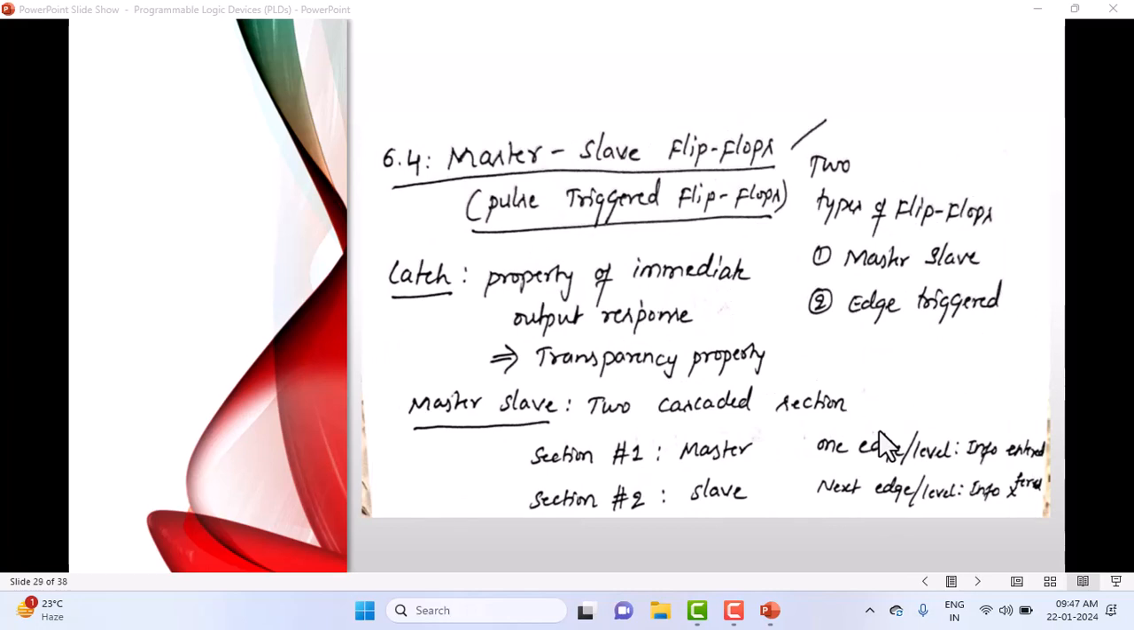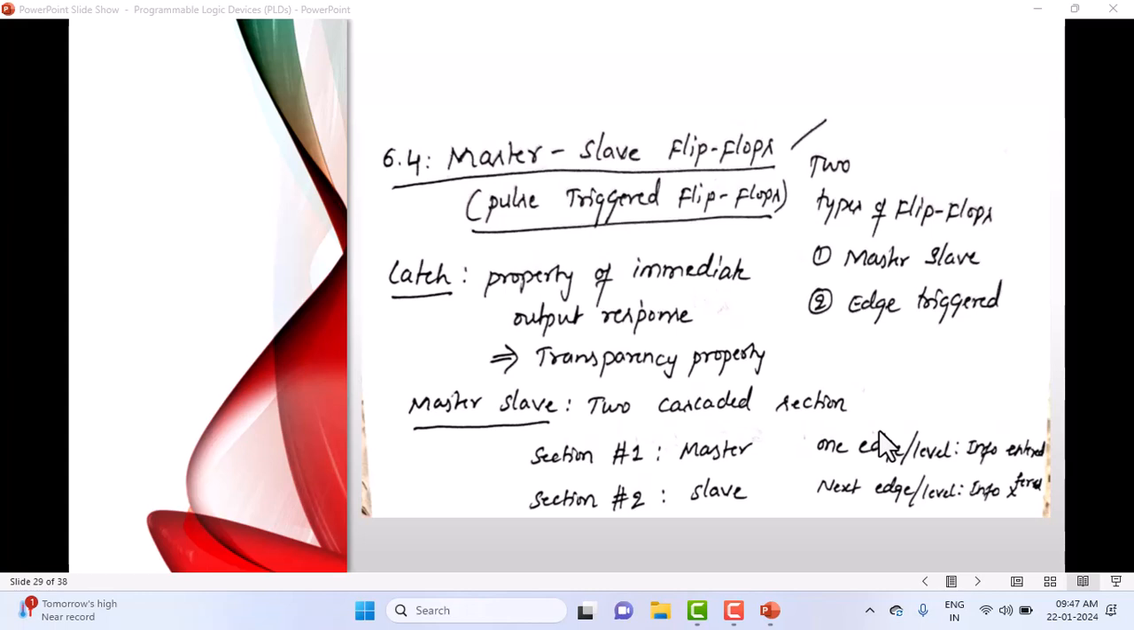Now we are moving towards the master slave flip-flop. Here we need to concentrate on two types of master slave flip-flop. One we will take up initially is the master slave SR flip-flop, and we'll show some errors we encounter in it, and that error can be easily overcome with the help of the master slave JK flip-flop. Even the master slave JK flip-flop has some error, but somehow this is better. Master slave JK is better than the master slave SR flip-flop.